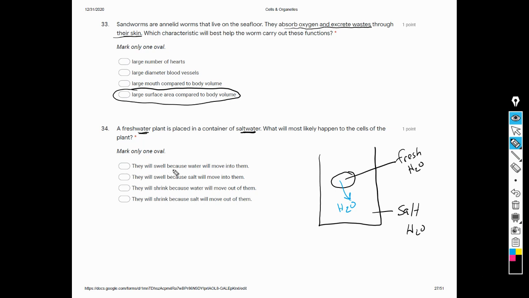They will swell. No, the cell's not going to swell because water's leaving it. So that allows us to mark out the first two answer choices. Option 3, they will shrink because water will move out of them. That is absolutely the correct answer. Option 4, they will shrink because salt will move out of them. Again, when we're looking at water, we're not looking at anything moving except water, and that is an osmosis problem. So the salt doesn't move, and there wasn't even any salt in them to move out because the cell itself was fresh water.